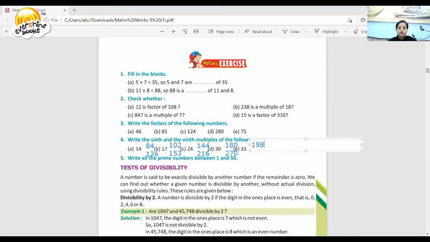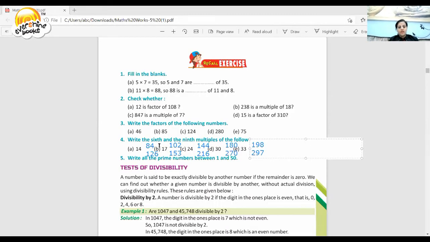And after that, 33. Again, you should know the multiple. If you want to know the multiple, you have to multiply. Just multiply 33 into 9. You will get 297. This will be the answer. Okay, got it?